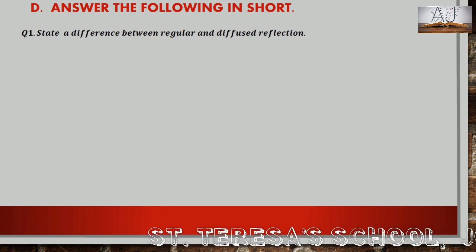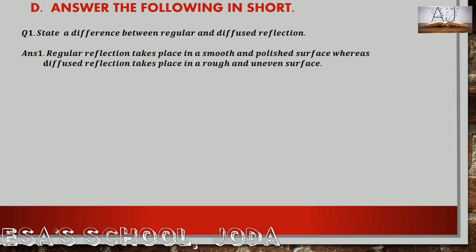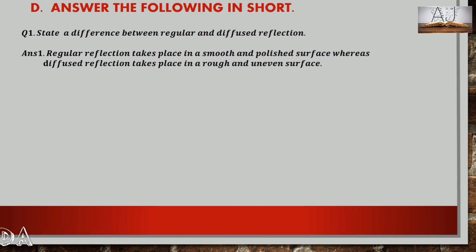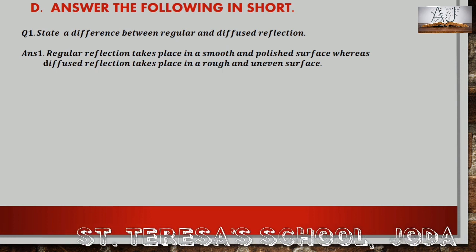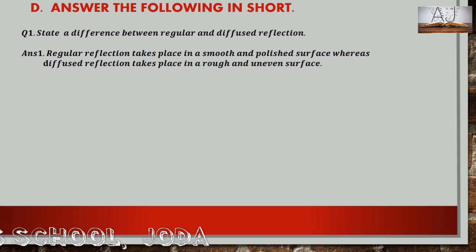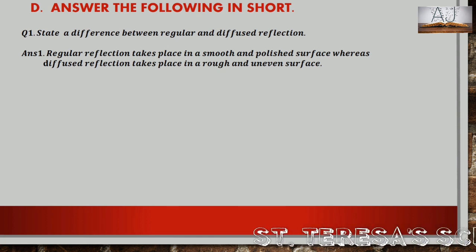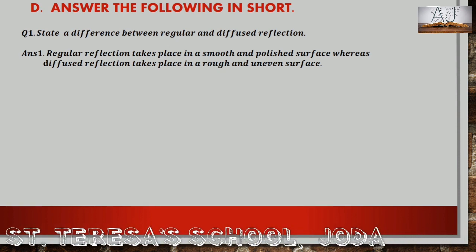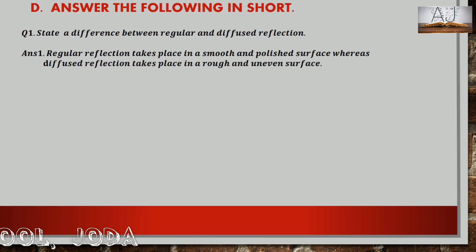So here's the first question. State the difference between regular and diffused reflection. You can state any one difference. As I have written here, regular reflection takes place on a smooth and polished surface, whereas diffused reflection takes place on a rough and uneven surface. You can write any other difference also.